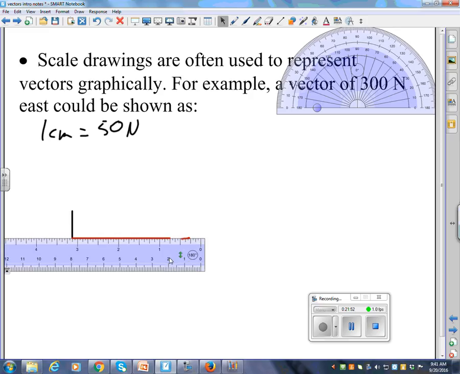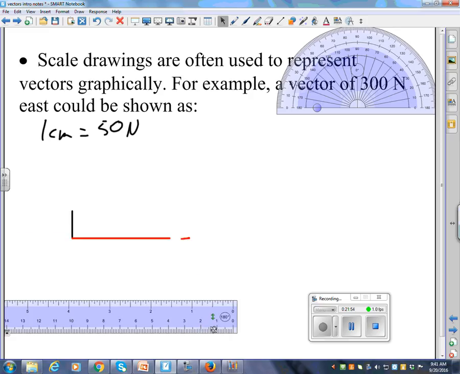You must put an arrowhead at the end. Okay? It's as easy as that. Shall we try some?